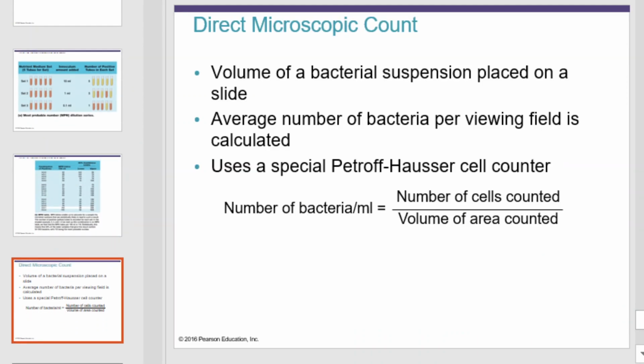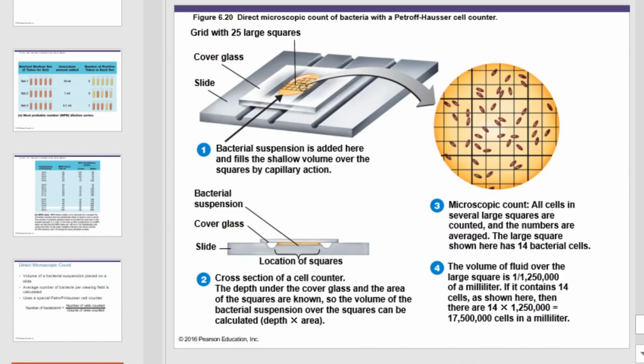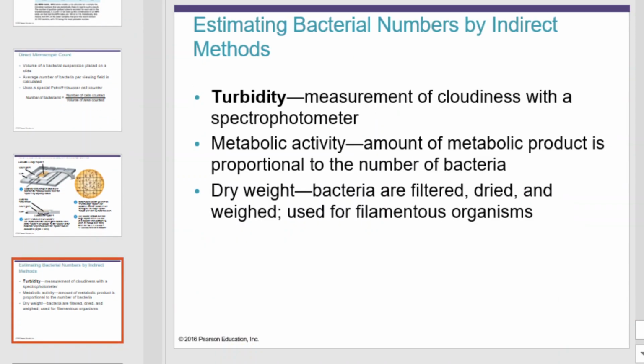Direct microscopic count is what its name implies. You take the volume of bacteria in suspension, place it on a slide, the average number of bacteria per viewing field is calculated, and then you use the special Petroff-Hausser cell counter and determine the number of microbes that you're looking at. This is what a direct microscopic count would look like.